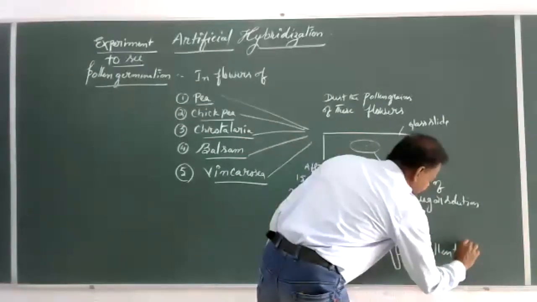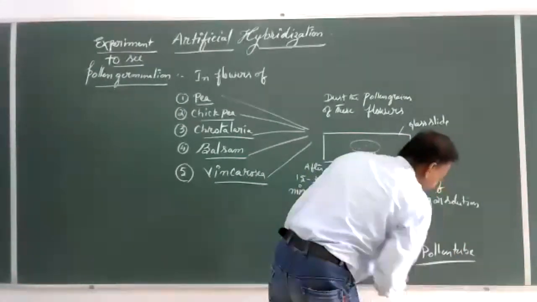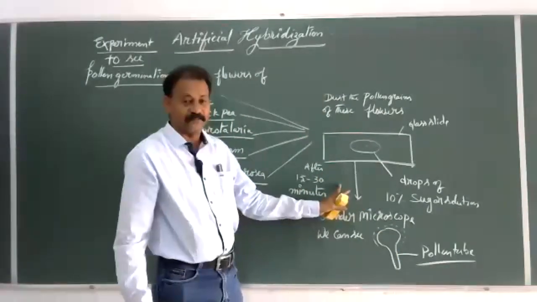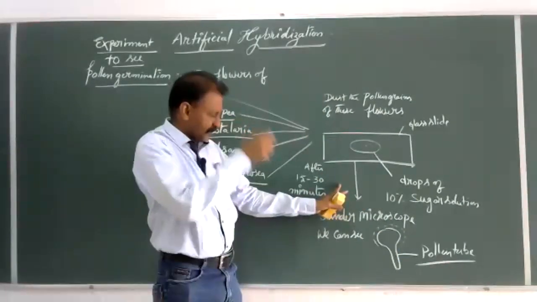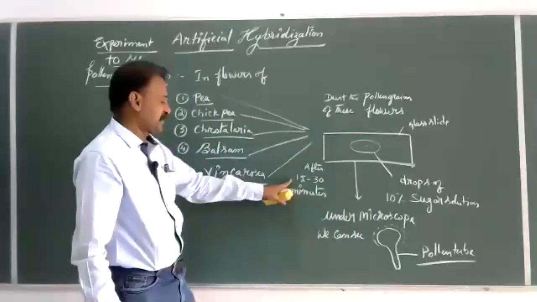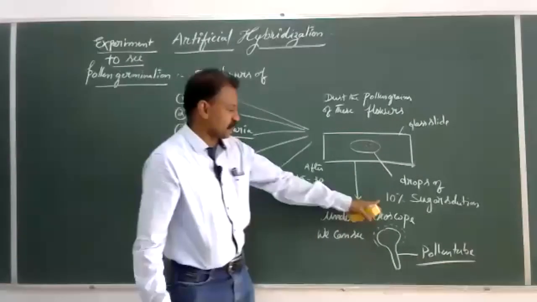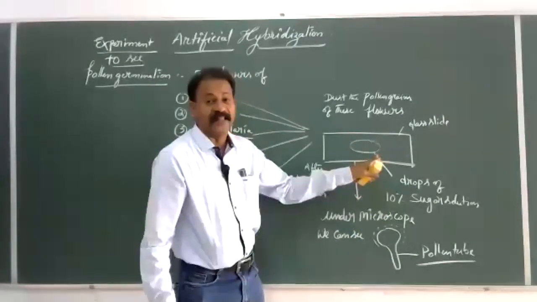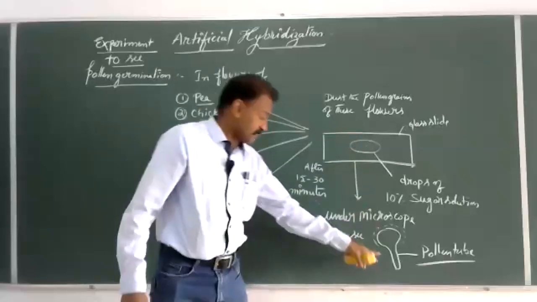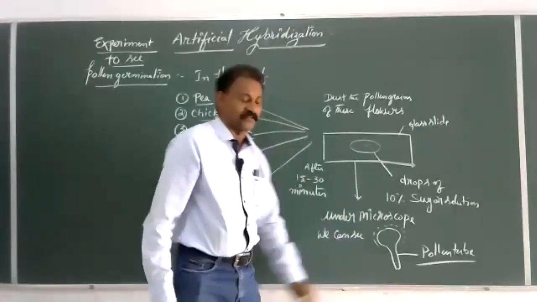This process is an experiment for PUC standard students, at the end of PUC, during the practical examination. They can ask questions. The time gap 15 to 30 minutes, sugar solution 10%, it will dissolve the germ pores, from where they will come out. This process is called germination.